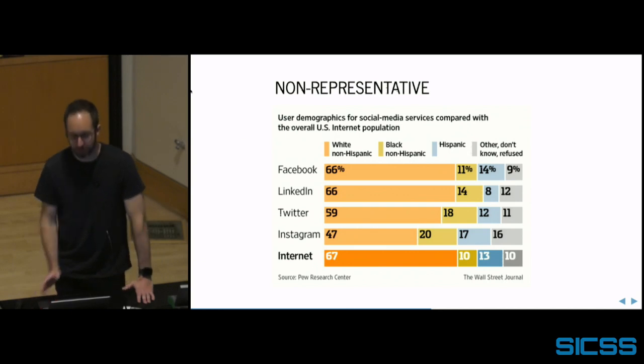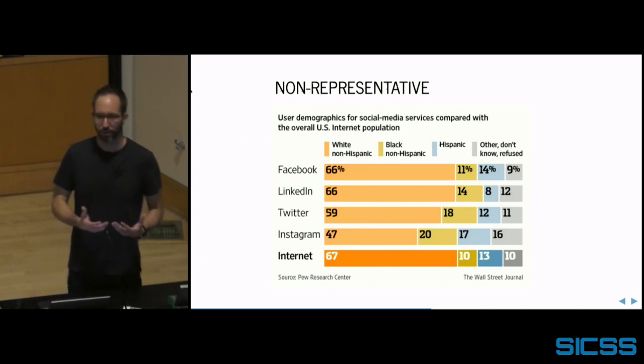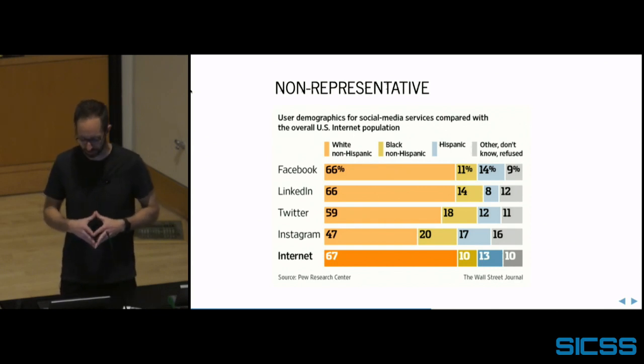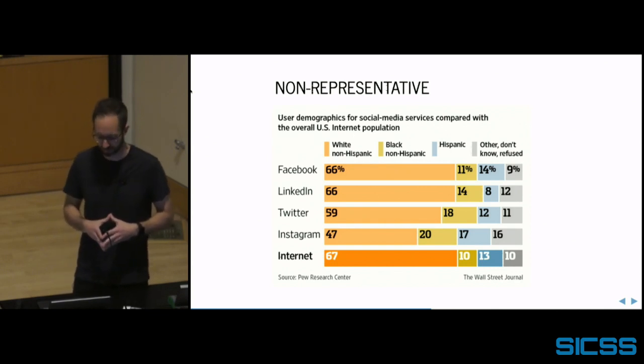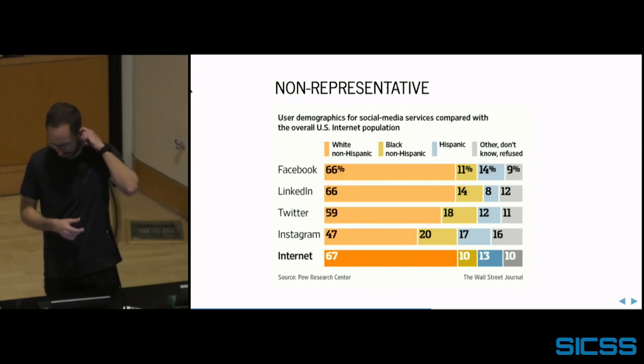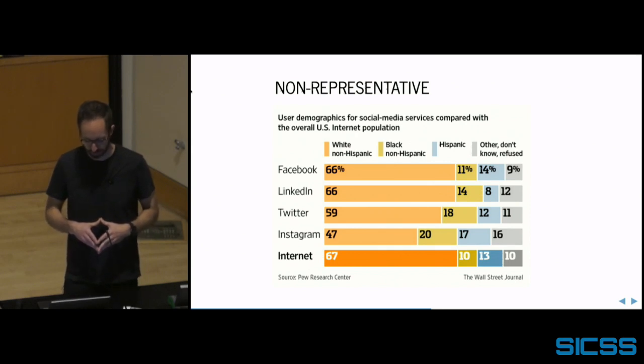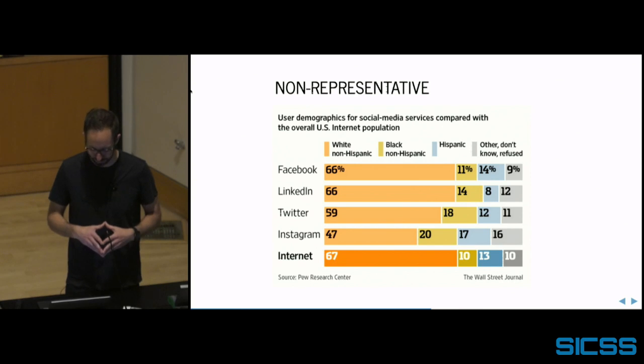This is perhaps the most well-known weakness of digital trace data. They are non-representative. So here's some older data from Pew. I think this is from about 2013, 2014. And what we're looking at is just demographics for a variety of different social media platforms: Facebook, LinkedIn, Twitter, Instagram, and also the broader adult internet using population.